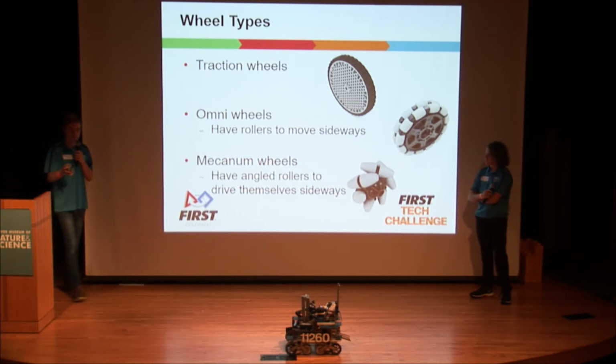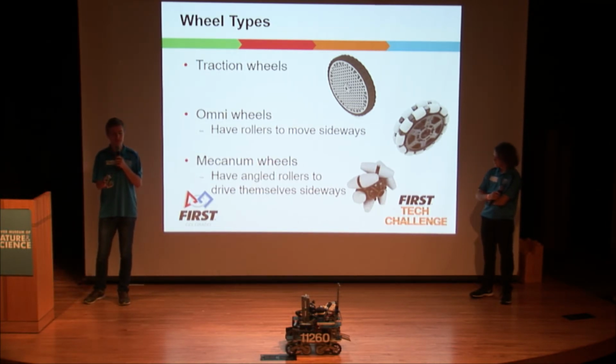And last of all is the mecanum wheel, which has its rollers on a 45-degree angle. So it's a bit complicated, and we can talk about this after the presentation, but using mecanum wheels, driving each one individually, you can have your robot strafe right or left, in addition to just going forward or backwards.